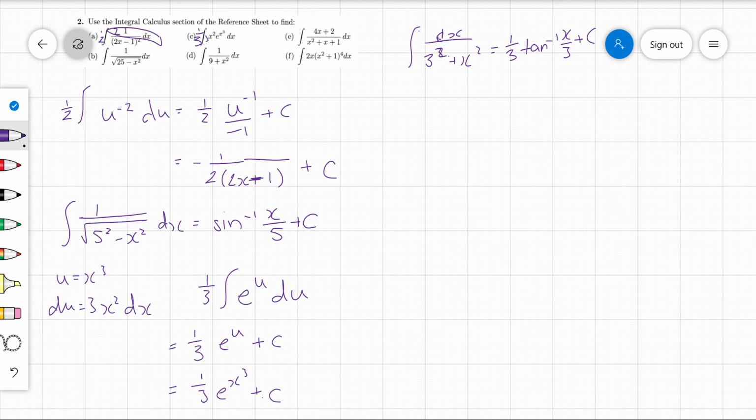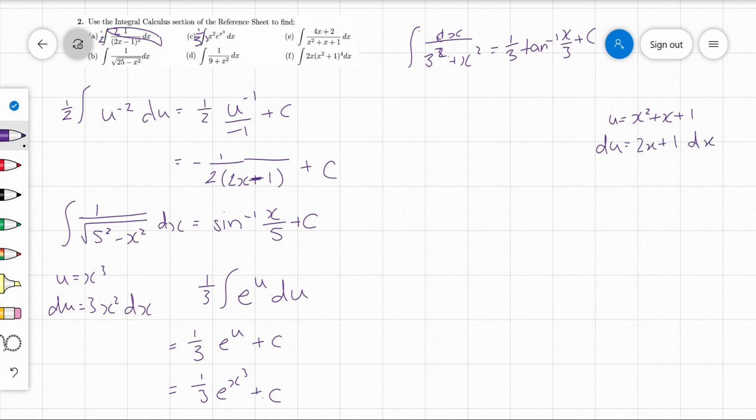So E. Now E, it's a fraction, and it does look like we might have the derivative of the bottom at the top. So I'm thinking logs. So if I have a look, I'll do it with you so you can see. If I make the bottom into u, really I just want the derivative of this on the top, and then I know that I can use logs.